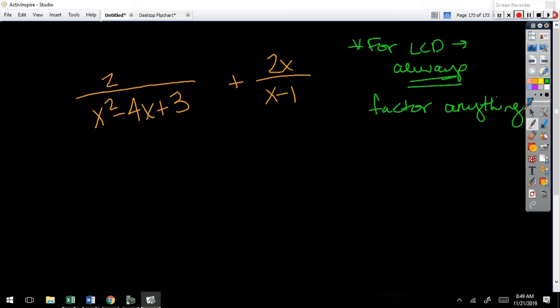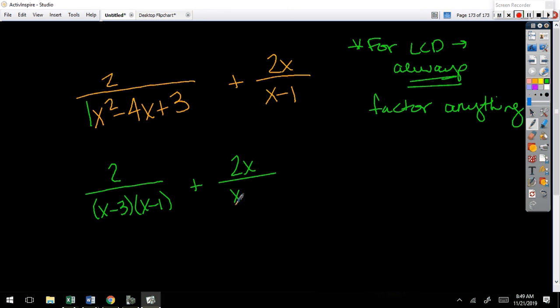The first one, right? Since the leading coefficient is 1, I can just do the factors of 3 that add to -4, right? I don't have to go through the whole grouping process. So what multiplies to 3 but adds to -4? 3 and 1, both of them negative, right? x minus 3, x minus 1.